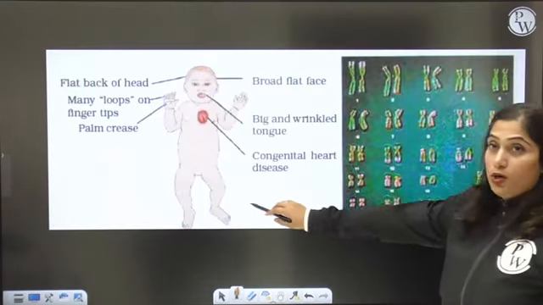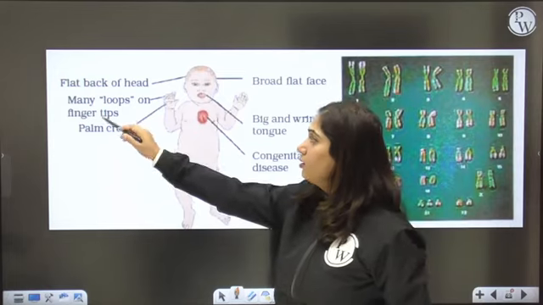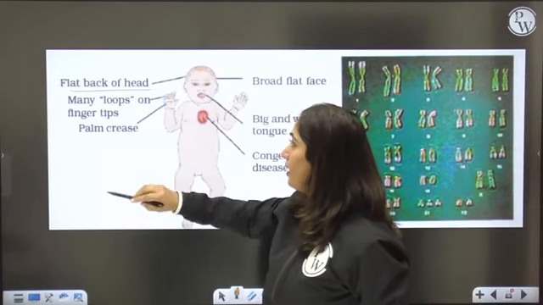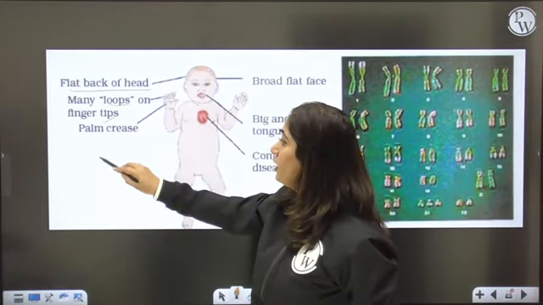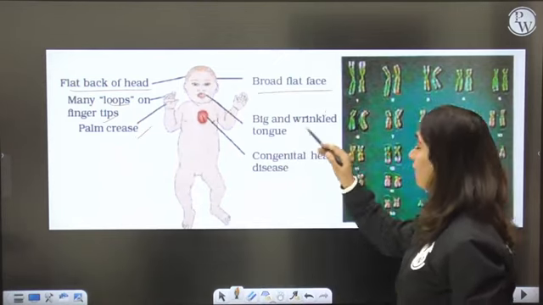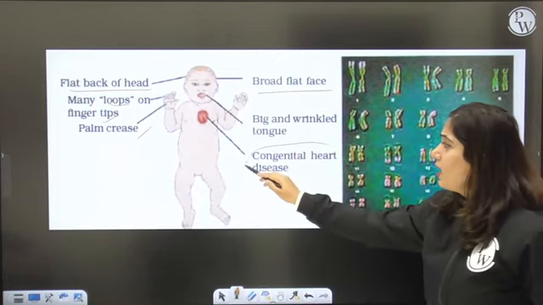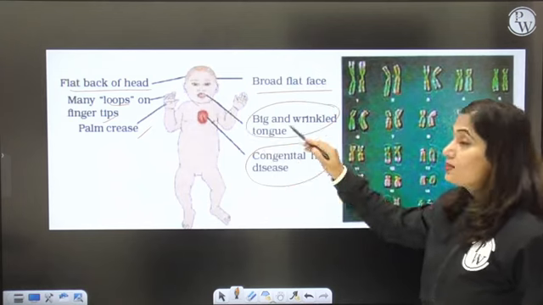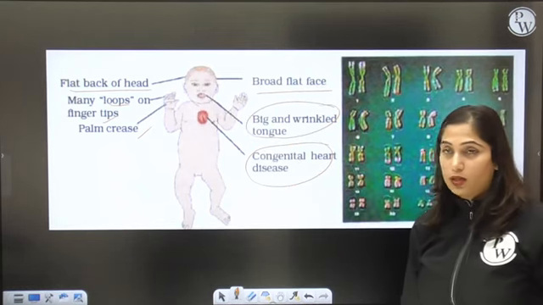This is the diagram shown in NCERT. Some other symptoms: flat back of head, many loops on fingertips, palm crease, broad flat face, congenital heart disease. These are the additional symptoms of a person with Down syndrome.